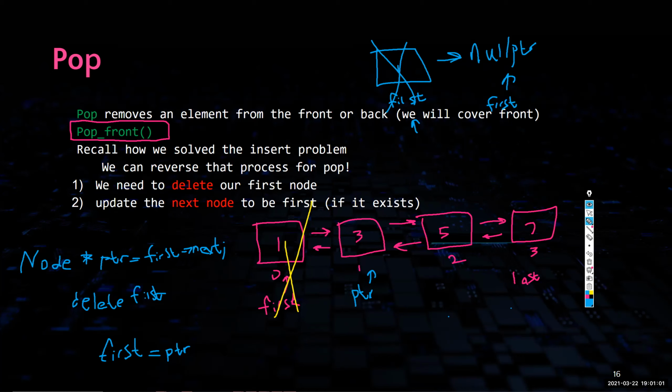And the last thing we want to do is go ahead and say first previous is null pointer.